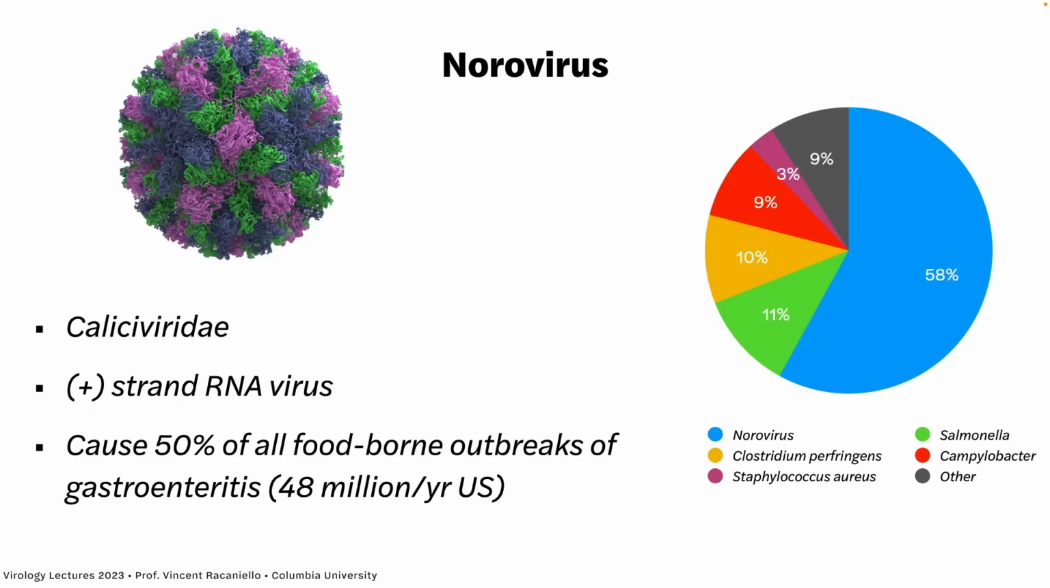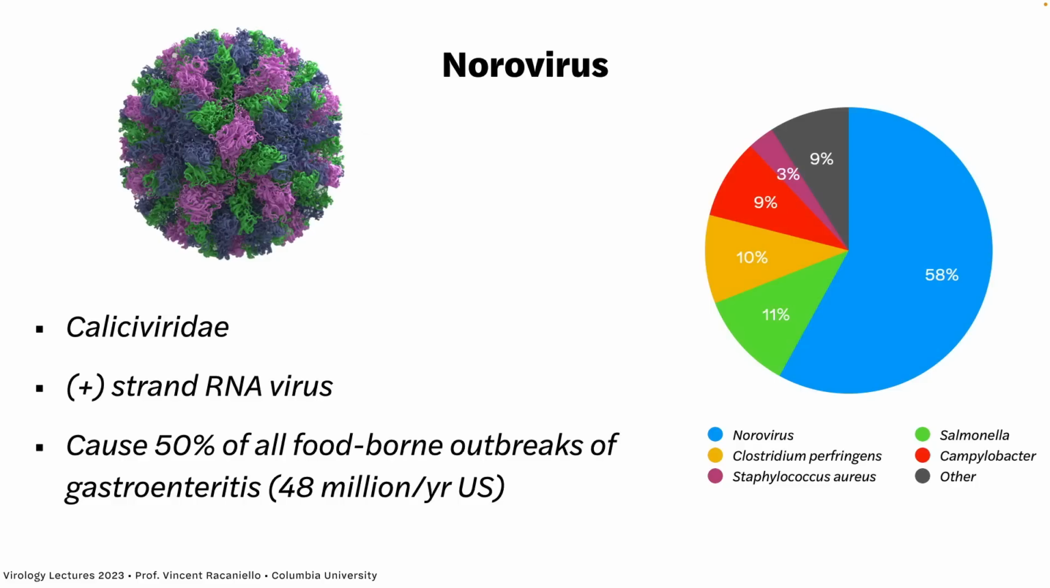So when you talk about foodborne outbreaks of gastroenteritis, 48 million a year in the U.S., there's the pie chart breakdown. 58% are caused by norovirus. We used to think it was all bacterial before we discovered norovirus and said, hey, 58%. You know, you have your Clostridium and Staph and Salmonella, can't be. But norovirus, and there are other RNA viruses that can do this as well.